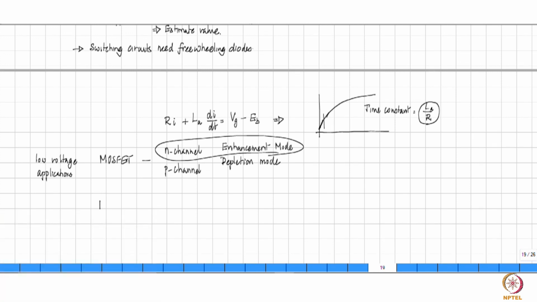There you would use a device called the IGBT. Do you know what that expansion is? Insulated gate bipolar transistor.